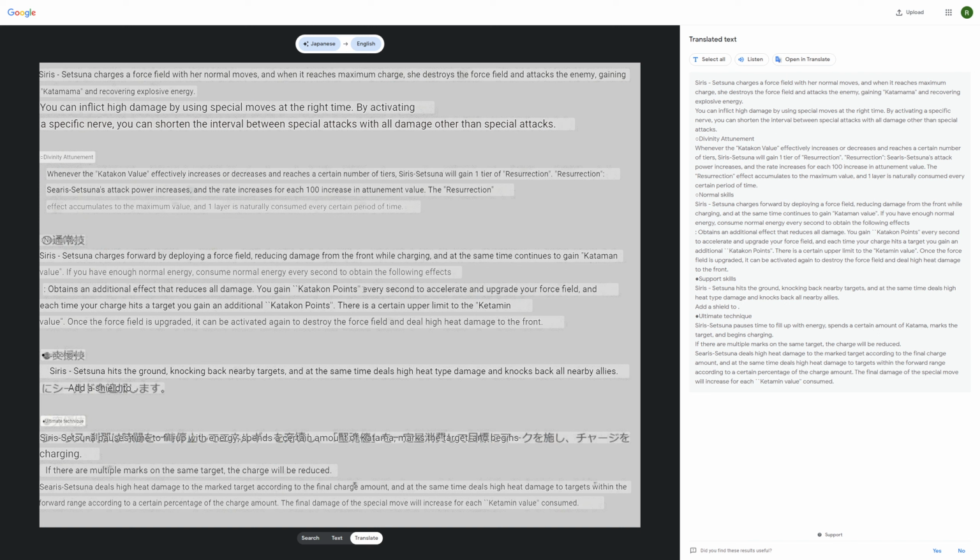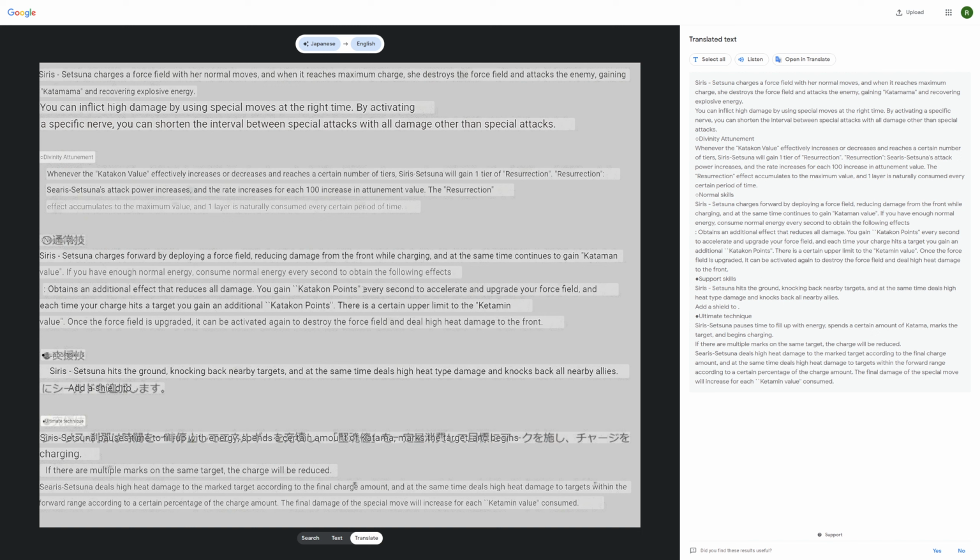Obtain additional effects that reduce damage. You can gain points every second to accelerate and upgrade your force field, and each time your charge hits a target, gain additional points. There's a certain limit to the value. Once the force field is upgraded, you can activate it again to destroy the force field and deal high heat damage to the front. Okay, so essentially you do normal damage, and you also gain damage by hitting certain targets with the shield. Yeah, so basically if you're doing damage, you'll get these value points that will help gain power for the force field. You break it and you do this high heat damage.